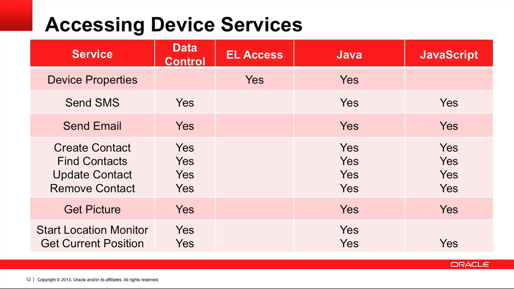So in context to all the different devices, services that we allow you to access via ADF Mobile, so that being the camera, the GPS, SMS and email, we do provide different access channels to them. And you can see the 4 access channels here. Again, data controls, EL access, Java and JavaScript. Okay. Now, some of the services are accessible by all of those and some aren't. So you need to understand the combination of where those services are available in ADF and not.